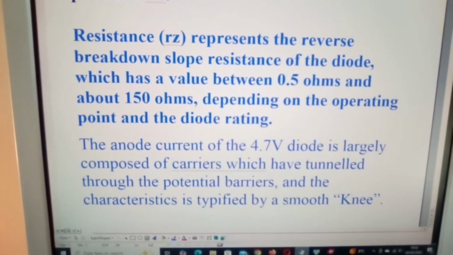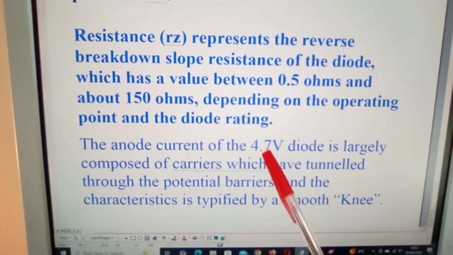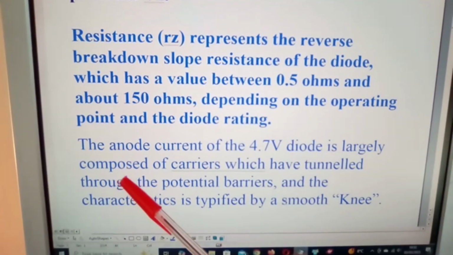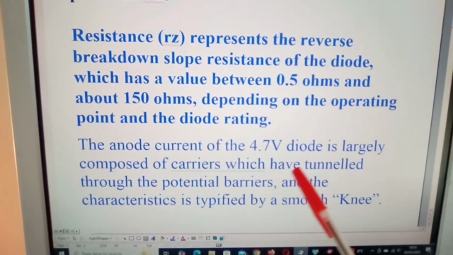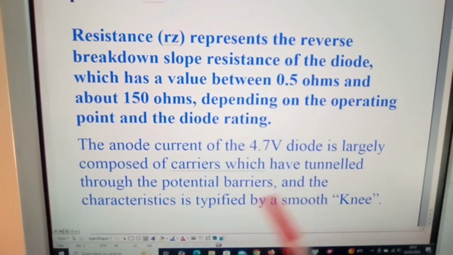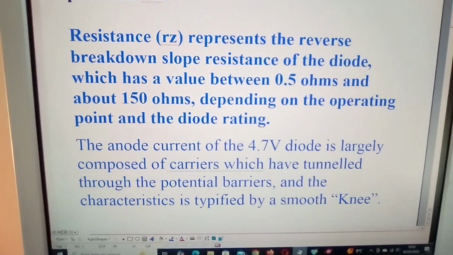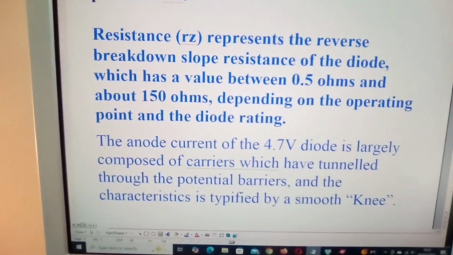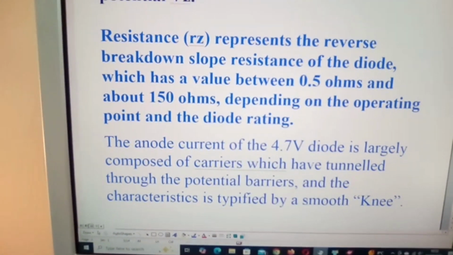The anode current of a 4.7 volt diode is largely composed of carriers which have tunneled through the potential barriers, and the characteristic is typified by a smooth knee. Now you'll see later on what the knee is. It's just a curve.